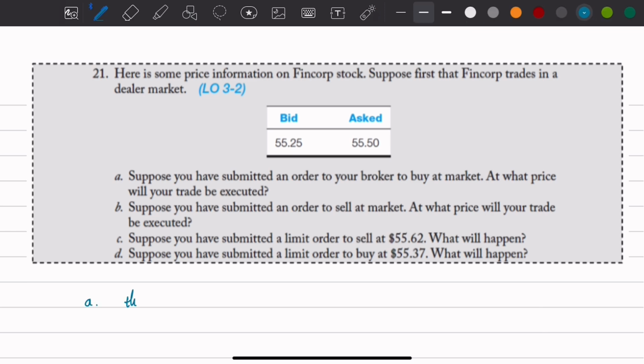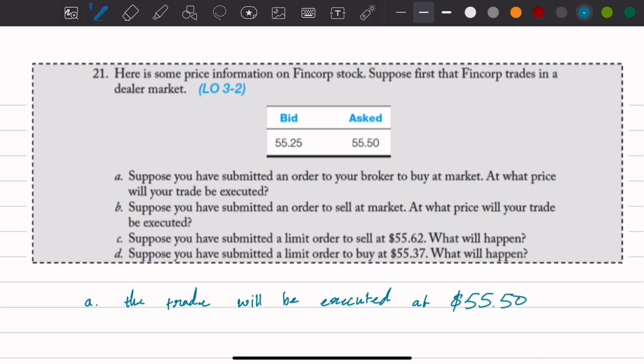Okay, so to answer part A, we could say the trade will be executed at the asking price, which is $55.50.